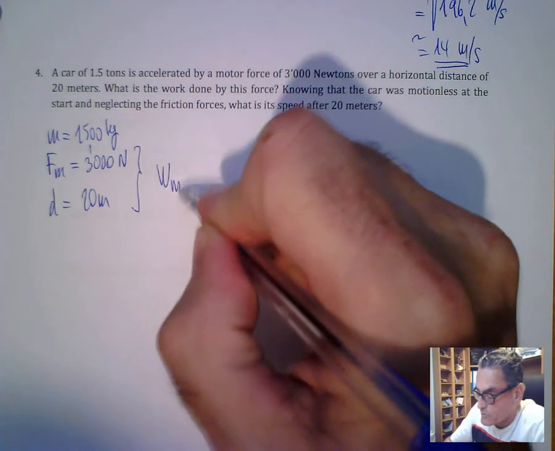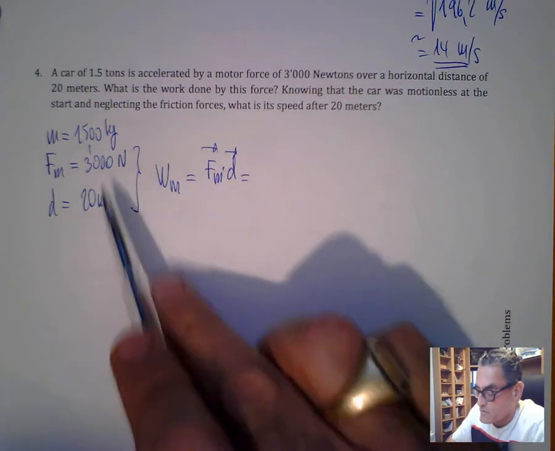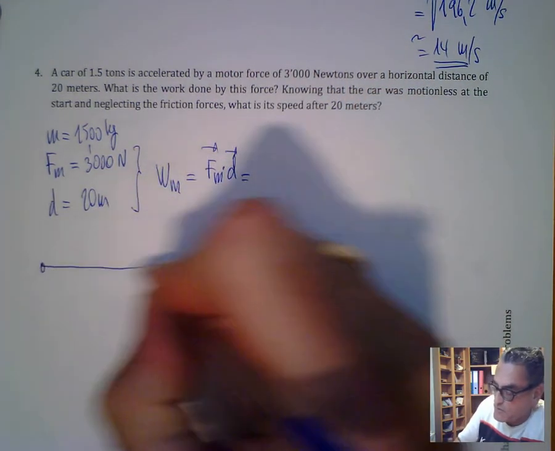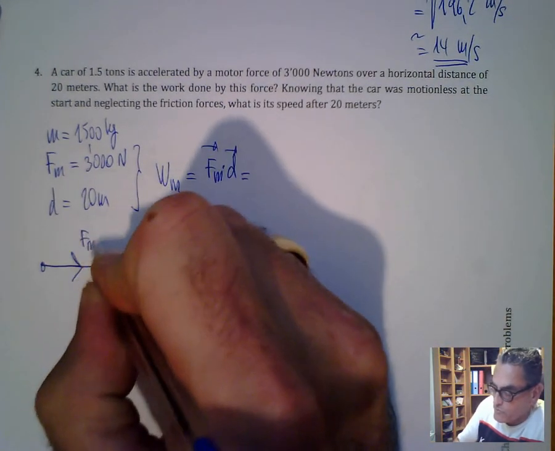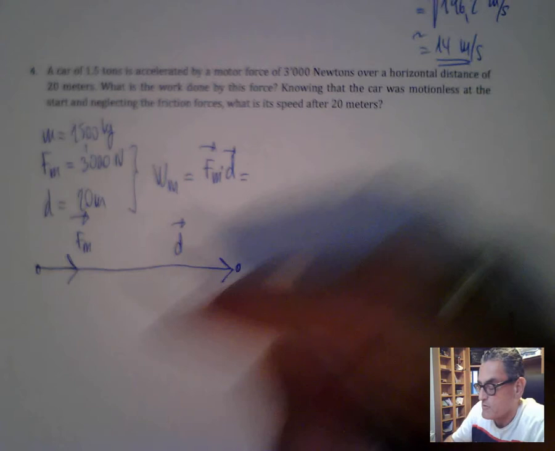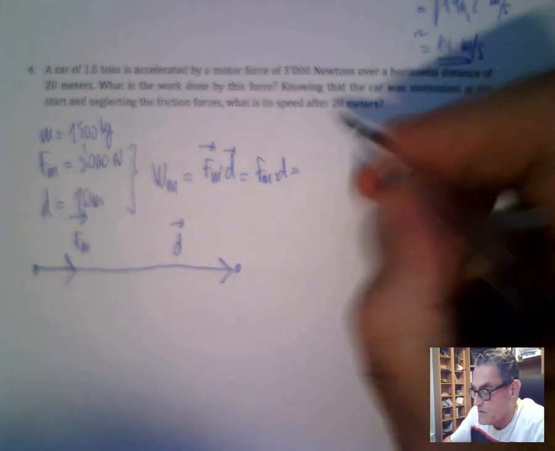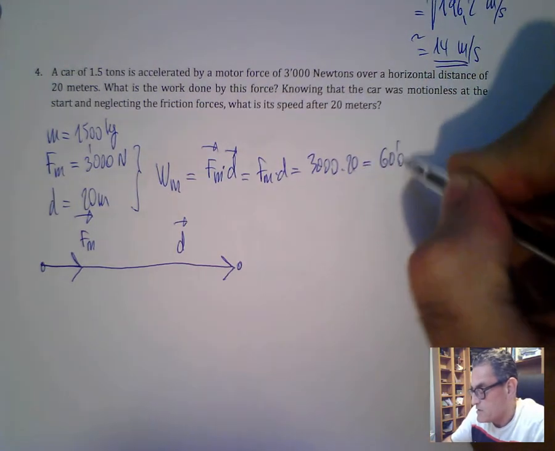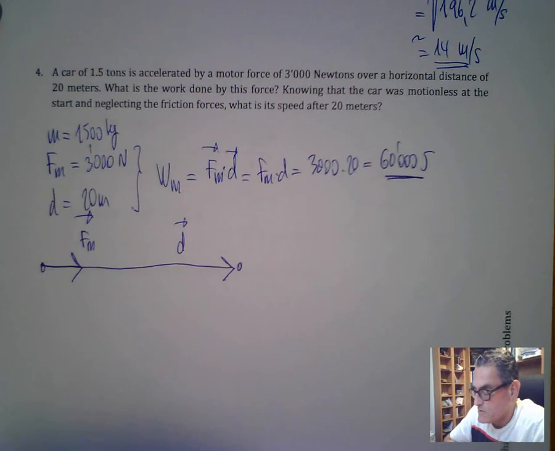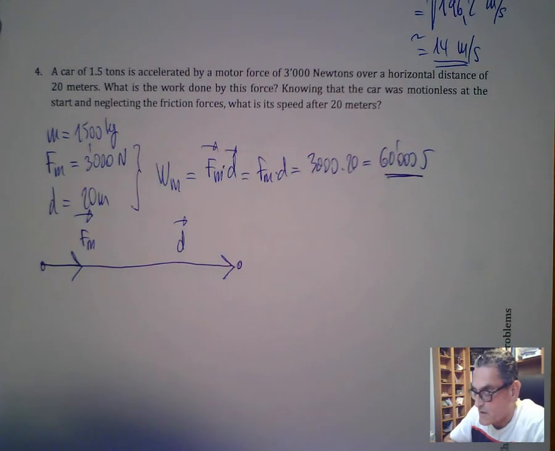The work done by the motor force here, it's the motor force scalar product with the distance, but since the motor force and the distance are collinear, the angle is 0, so the cosine of 0 is 1, and this is just Fm times d, so it's 3,000 times 20, it's 60,000 joules. This is the work transferred to this car by the motor force. Okay.